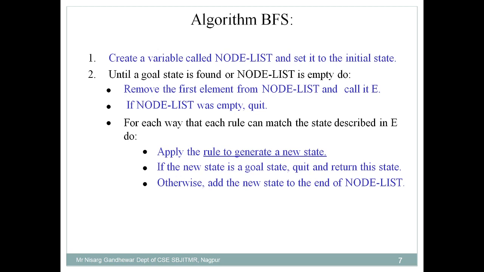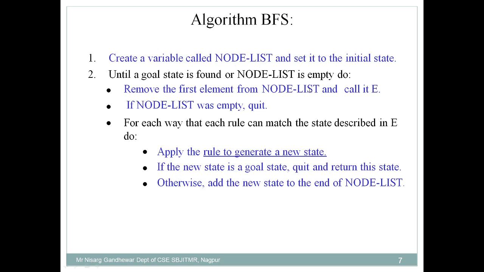Now let's take an algorithm. I told you that I have taken this algorithm from the Rich and Knight book. Maybe a simplified version of this algorithm is available, but I have taken this algorithm from the Rich and Knight book. So here what is given: create a variable called node list and set it to the initial state. Here we need to consider one list, and we have to set it to some initial state. Then loop until a goal state is found or node list is empty. What is our terminating condition? Either we reach the goal state, or all the states have been visited but we have not found the solution. So this is our terminating condition.